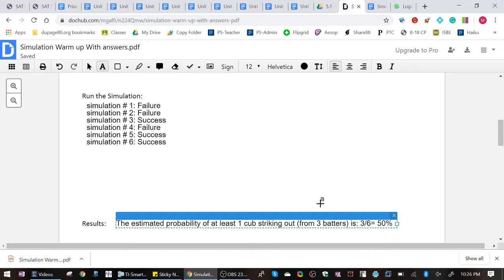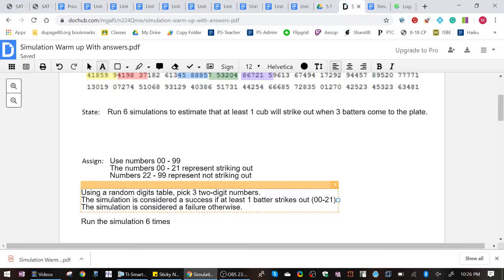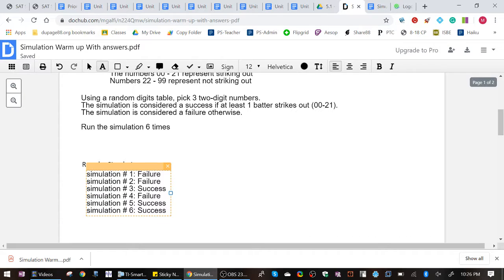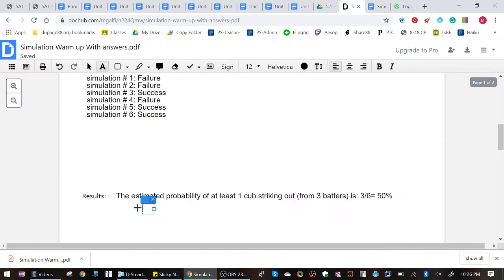So there you go. You start with the state where you repeat everything that you're going to be doing. Then you have to assign the numbers and explain how you are going to run the simulation. And then we actually run the simulation, how many times they ask. In this case, it was 6 times. And then the results are just what your findings were, how many successes you had over how many trials. And there you guys go. That's how you run a simulation.